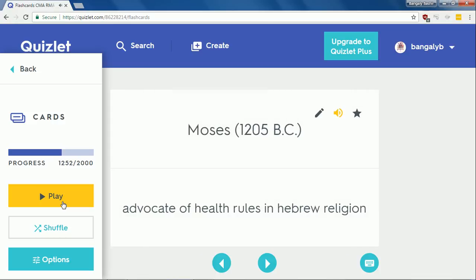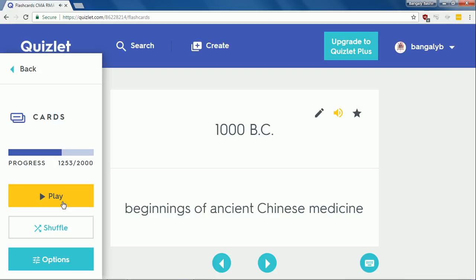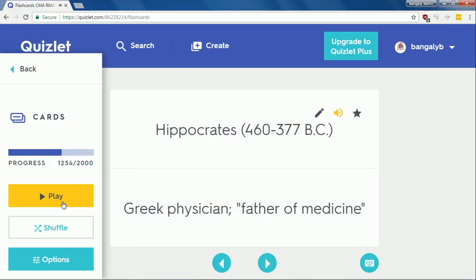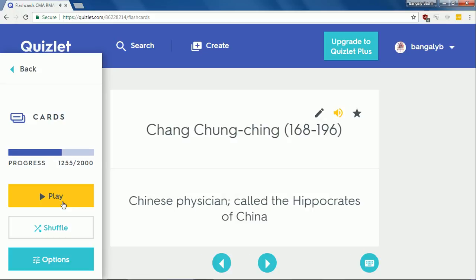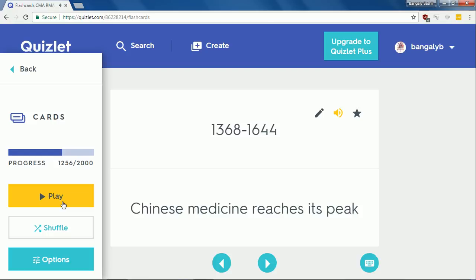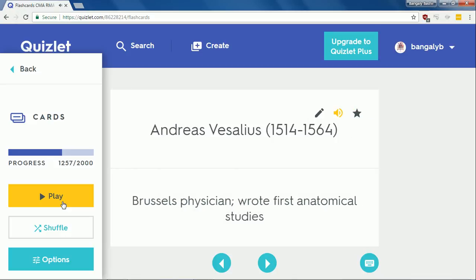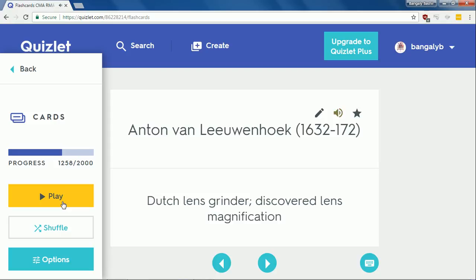Moses. Advocate of health rules in Hebrew religion. 1000 BC. Beginnings of ancient Chinese medicine. Hippocrates. Greek physician, father of medicine. Chang Cheng Ching. Chinese physician, called the Hippocrates of China. 1368 to 1644. Chinese medicine reaches its peak. Andreas Vesalius. Brussels physician, wrote first anatomical studies. Anton van Leeuwenhoek. Dutch lens grinder, discovered lens magnification.